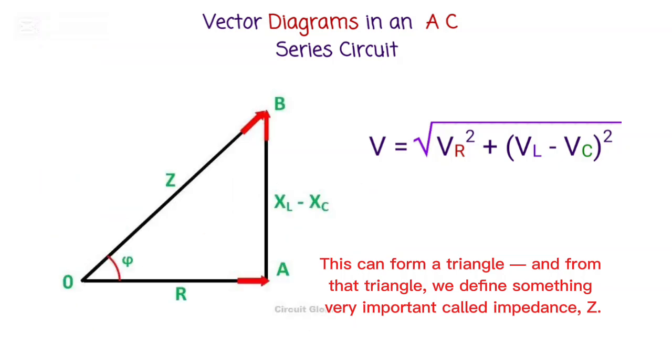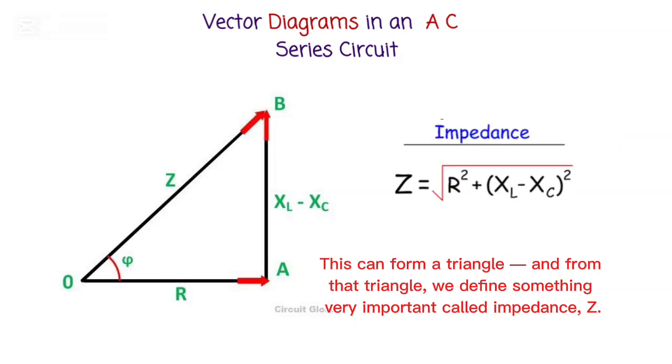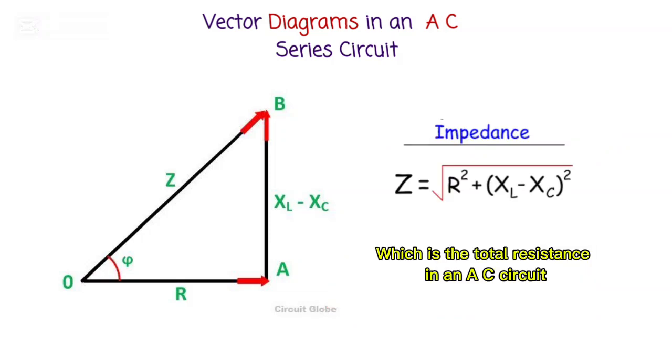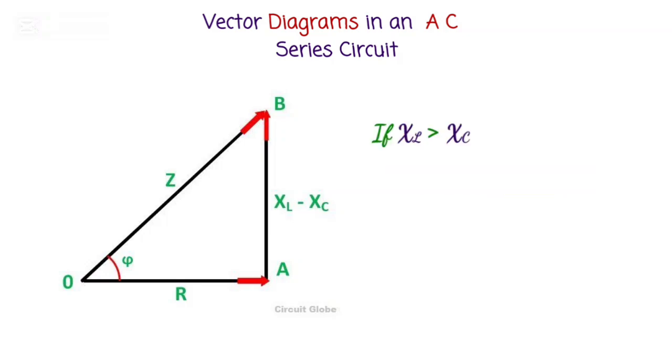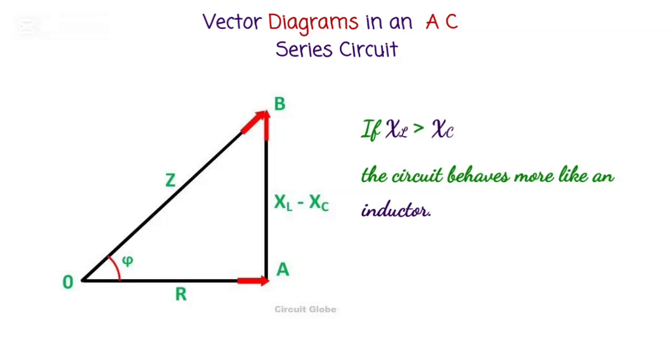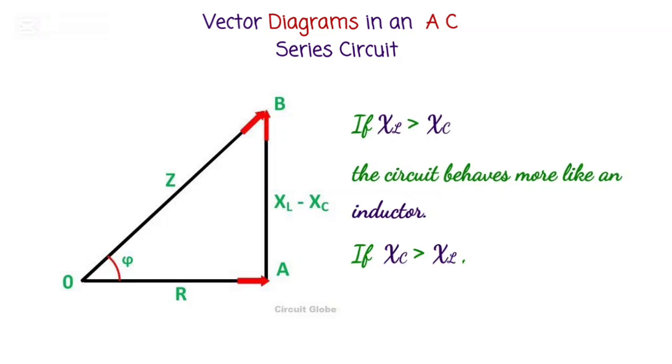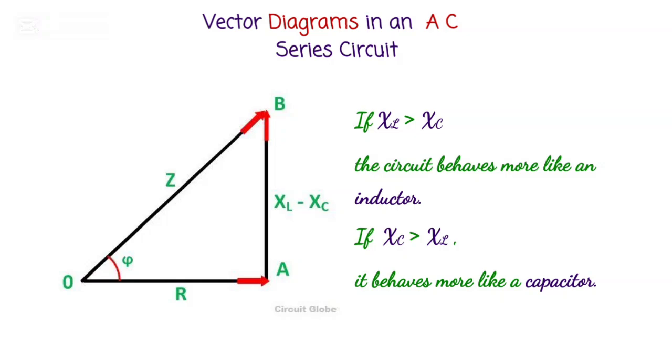And from that triangle, we define something very important called impedance Z, which is the total resistance in an AC circuit. And the phase angle tells us, is the circuit more inductive or more capacitive? If XL is greater than XC, the circuit behaves more like an inductor. If XC is greater than XL, it behaves more like a capacitor.